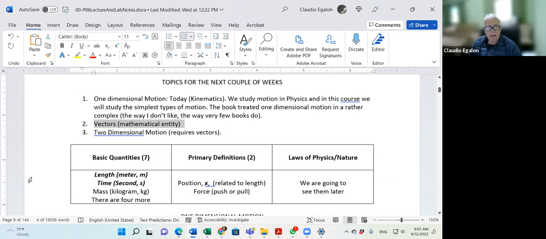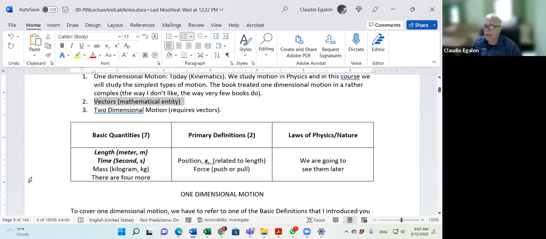So here we go. Let's recall what we have done so far. We talked about the basic quantities. There are 7 basic quantities. Length, time, and mass are 3 of them. You don't have to know about the other 4. We have 2 primary definitions. Position, that's represented by the letter X. It's related to length, but it's not. And then we have force, which we are going to see in more detail later on. And laws of physics, we're going to see that later on too. You don't have to worry about them.